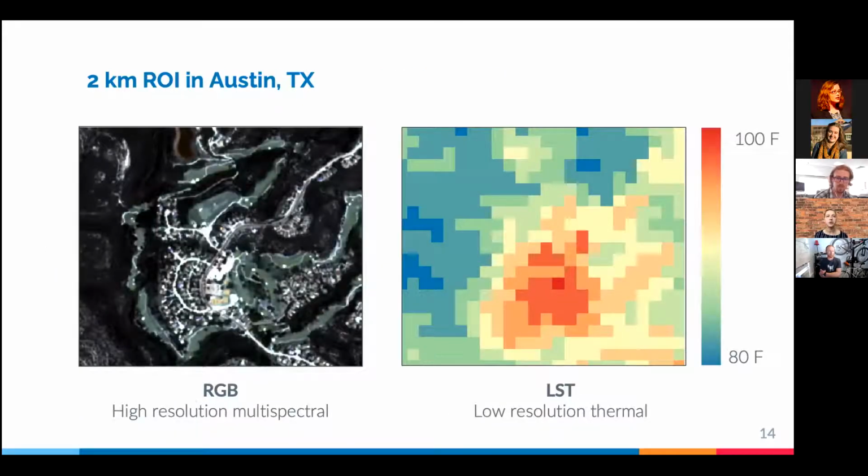So here's what one of those 2 kilometer ROIs, regions of interest, looks like. So on the left is the high resolution multispectral RGB image. You can see there's sort of a golf course with some development in the middle. And on the right is the co-located LST image. You can see that the temperatures are generally hotter where there is development, as expected, and cooler where there is more vegetation. So each city has between 9 and 22 2-kilometer ROIs, and each of these ROIs has imagery from 4 seasons.